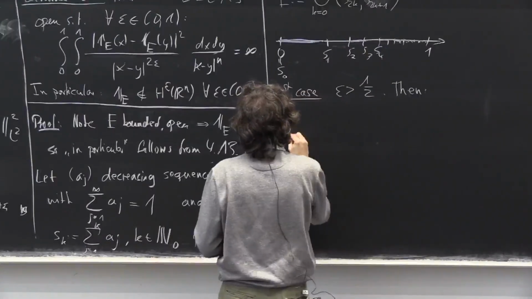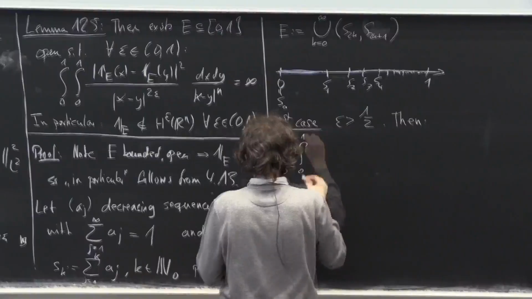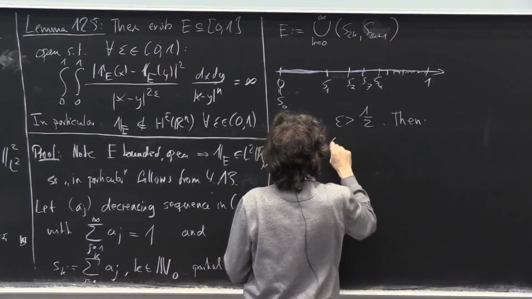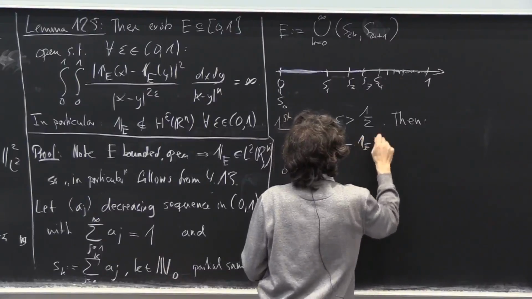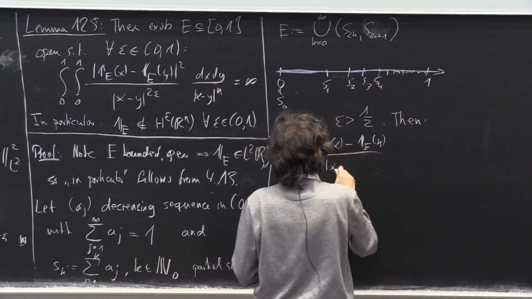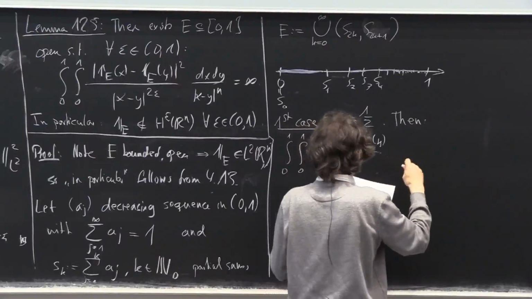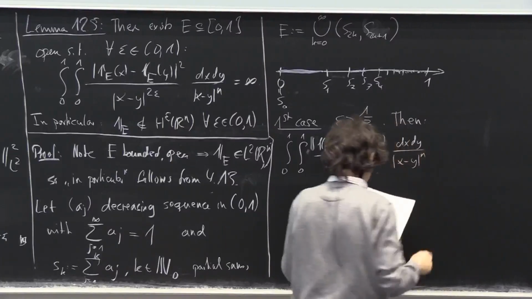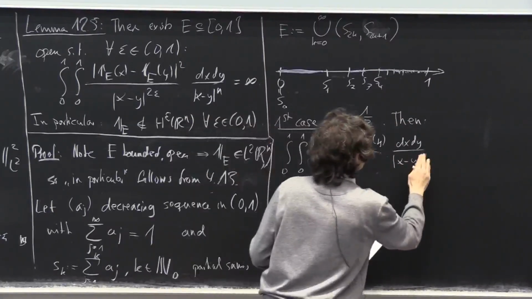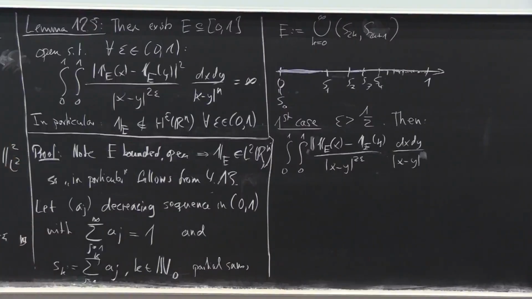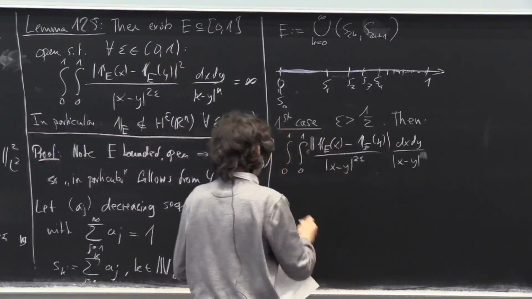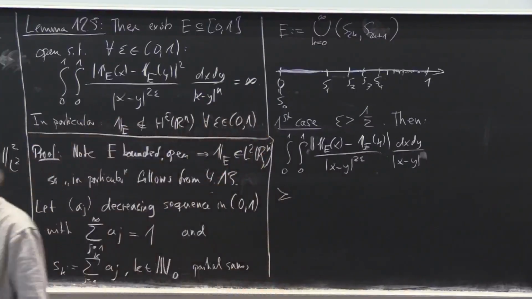So what do we have to look at? We have this double integral over (0,1) times (0,1) of the difference between the characteristic function in x minus the characteristic function in y, divided by |x minus y| to the 2 epsilon, integrated with respect to this measure dx dy over |x minus y| to the n. n is here 1. Okay. And we want to show that this is infinite, so it suffices to estimate from below.